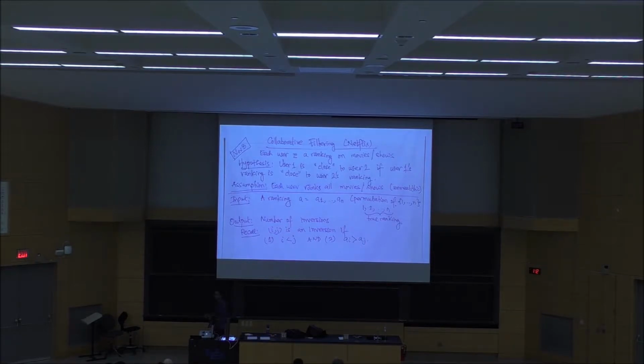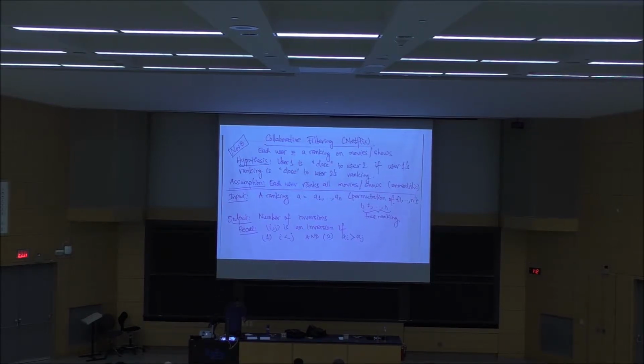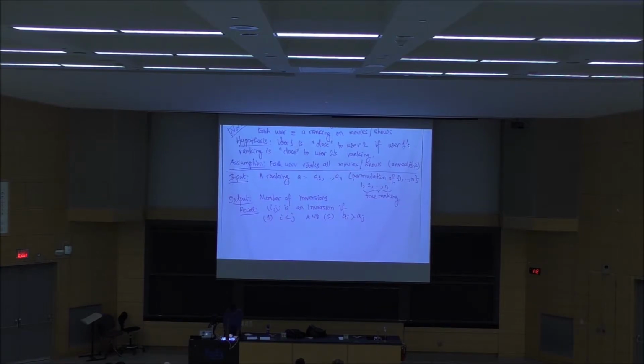Another way to think about this is that the correct, true ranking is 1, 2, 3, all the way up to N. Now, given a permutation of these 1 to N, which is A1 to AN, you want to find out how many of these pairs, A_i, A_j, are not in the right order. All right, so this is the problem you want to solve. Before I go on, any questions?